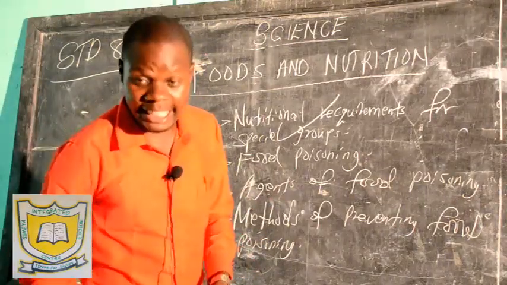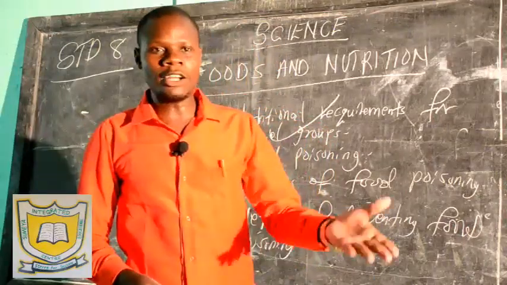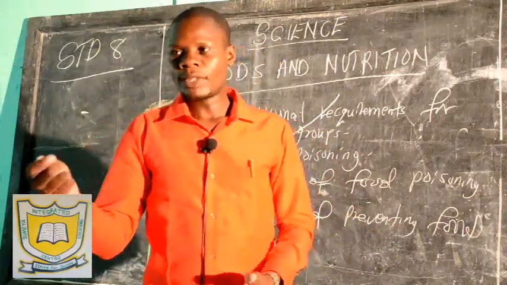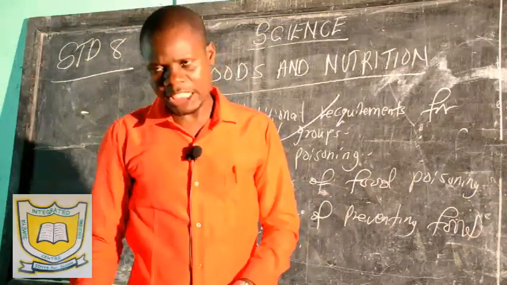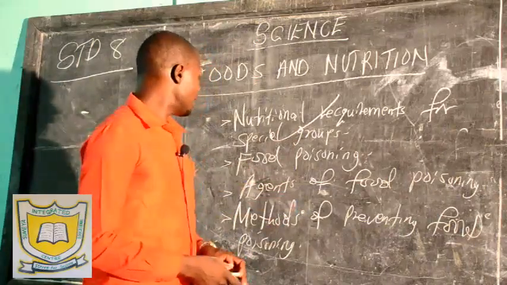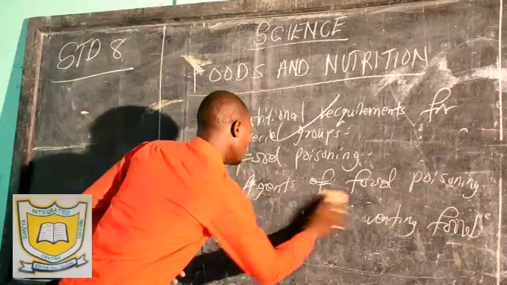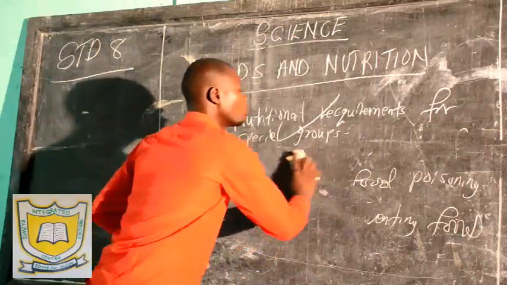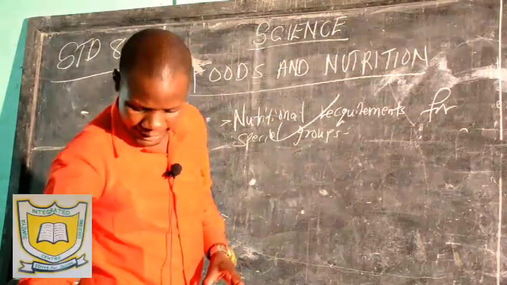We also have different ages. We have a young one, we have middle-aged people, and we also have aged or old people who also have different nutritional requirements. Okay, now let me start. Which are these special groups? When you talk of special group people, what are they?